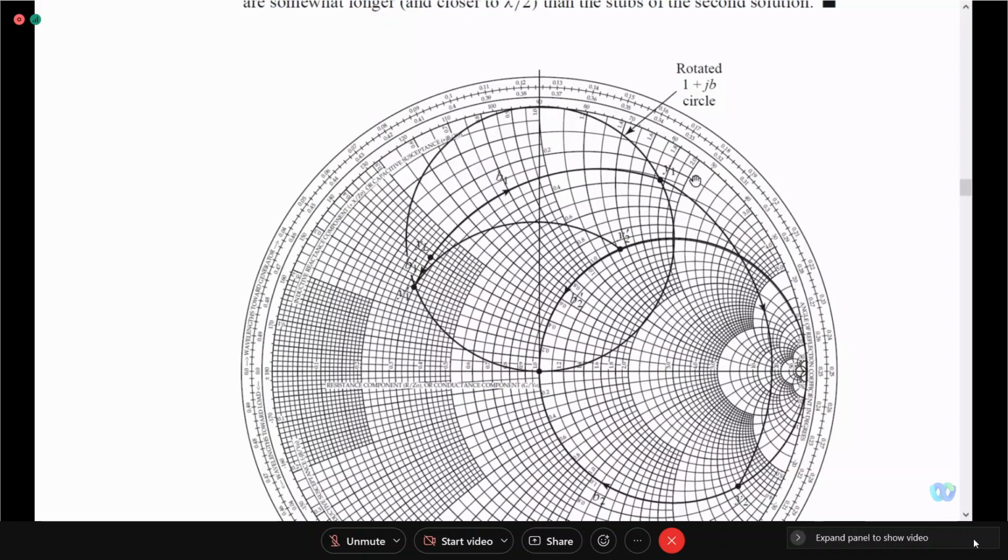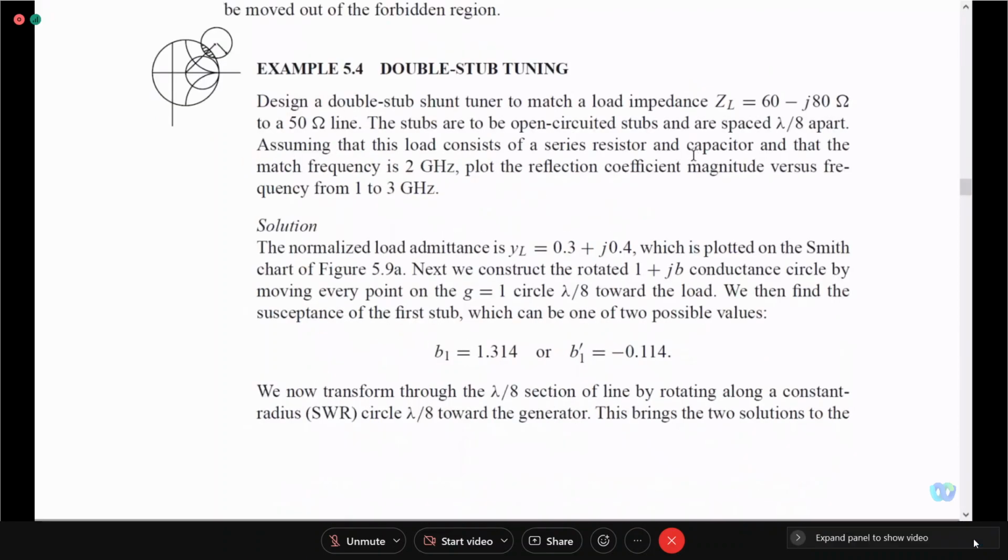B1 is equal to 0.4. Here it is 0.4, and here 0. This is 1.7, 1.6, 1.7, 1.75. You can take. So suppose we take 1.75 minus 0.4. What is the answer? 1.75 minus 0.4. So 1.35. But here it is 1.31. How?